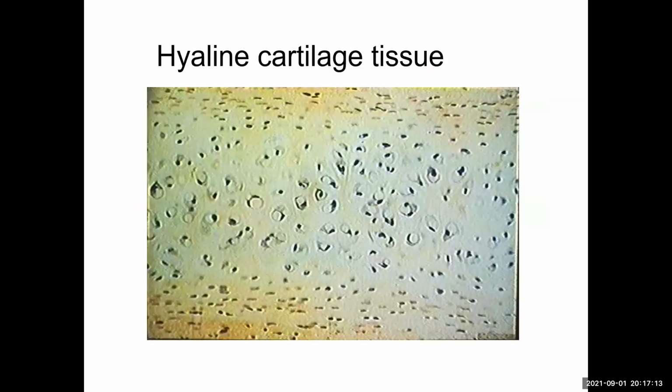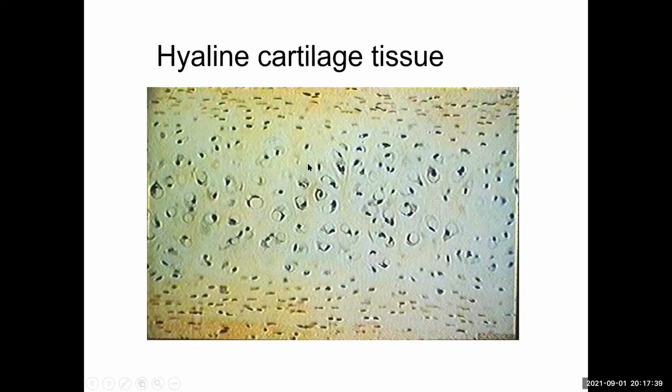All right, so that's it for the first type of connective tissue, which is connective tissue proper. Let's talk about the second type of connective tissue, supporting connective tissue. And there's two types of supporting connective tissue, cartilage and bone. There's three types of cartilage. This is the first one, hyaline cartilage. This is the most common type.